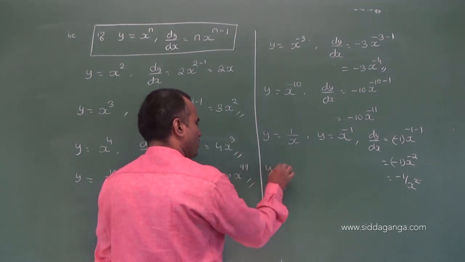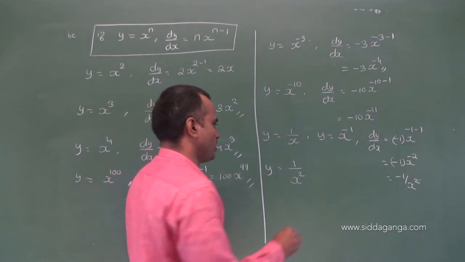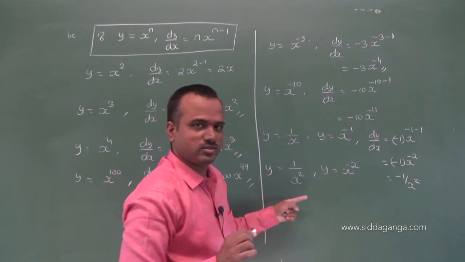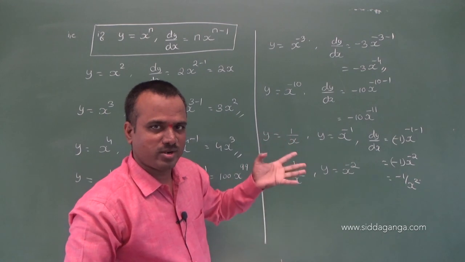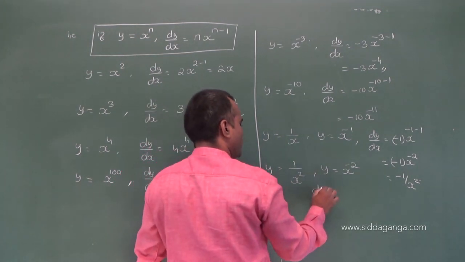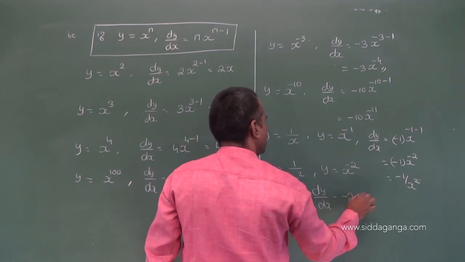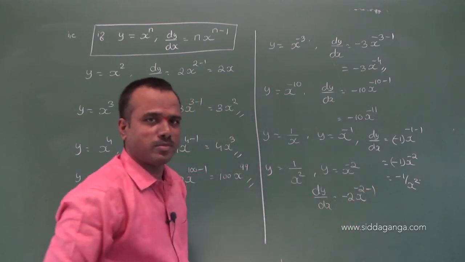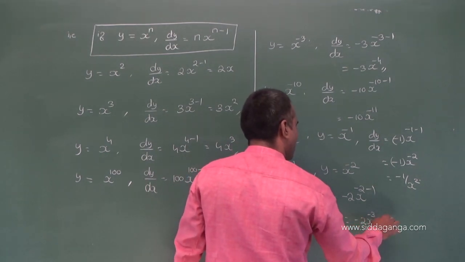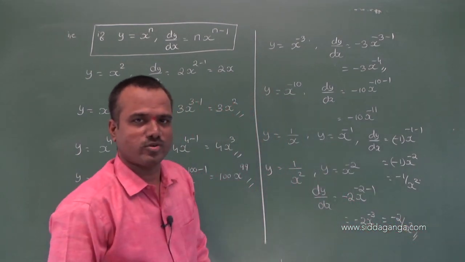So we solve one more problem. Y is equal to 1 divided by x square. Find the derivative. Y is equal to x to the power minus 2, because I shift x square from the denominator to the numerator and the power becomes negative, by the laws of indices. Then we find the derivative dy by dx. Here n is minus 2. Minus 2 into x to the power minus 2 minus 1, so minus 2 into x to the power minus 3, which is minus 2 divided by x cube.